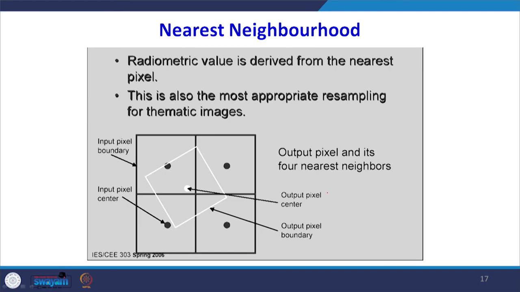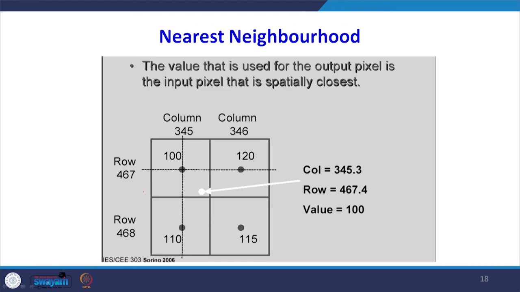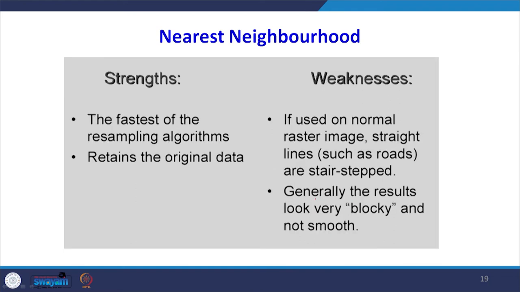So this is what it is doing actually. The nearest neighborhood technique will find out this output pixel center, and at this particular location the value is replaced by taking the nearest pixel distance. This is the calculation part: it will see which is the nearest pixel to the new pixel location. The nearest pixel is 100, so the value will be replaced at that particular location as 100. This is a very simple kind of technique, not much mathematics involved, and it will retain the original value. It is not doing any computation.